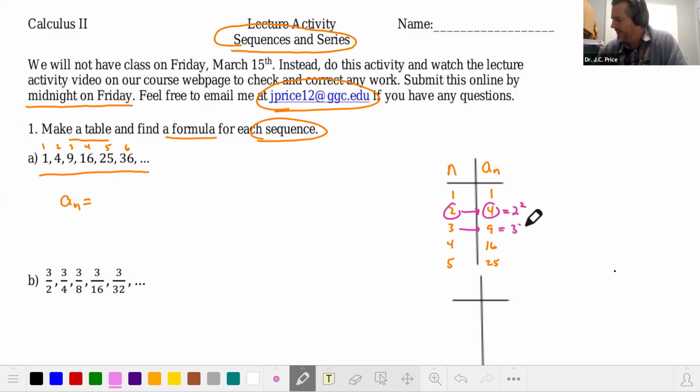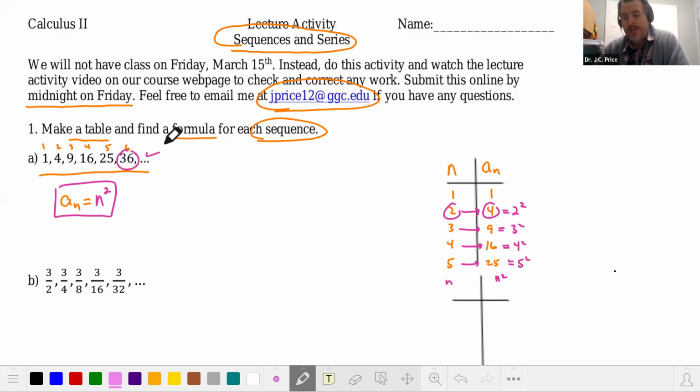That's 3 squared. And so it's kind of like a guess and check a little bit. And so this is 4 squared. And so this is 5 squared. And so if you put an n here now, well, if it's 5 squared, so it's n, it should be n squared. So I'm thinking here, a sub n, the formula for my sequence is just n squared. And you can test this if you want. Notice if you plug in 6 here, you do get 36.